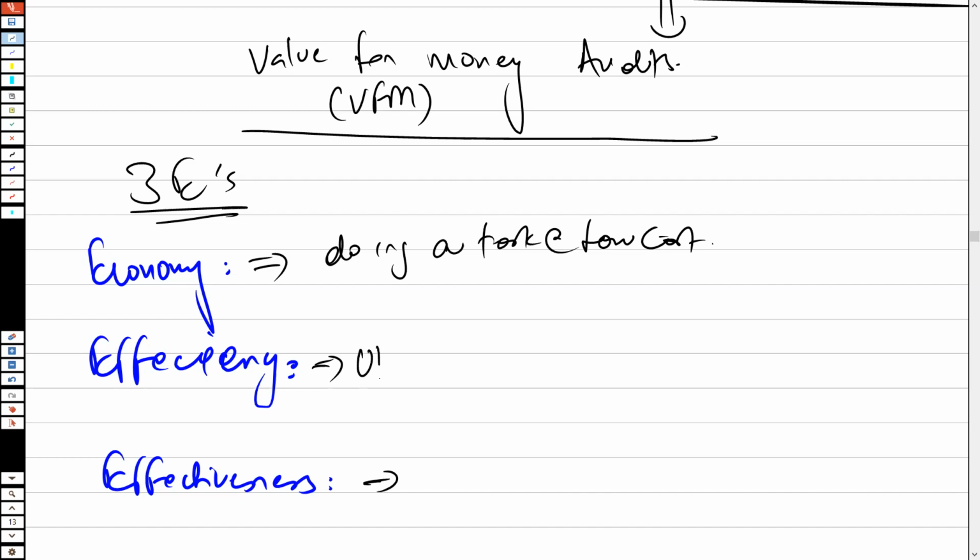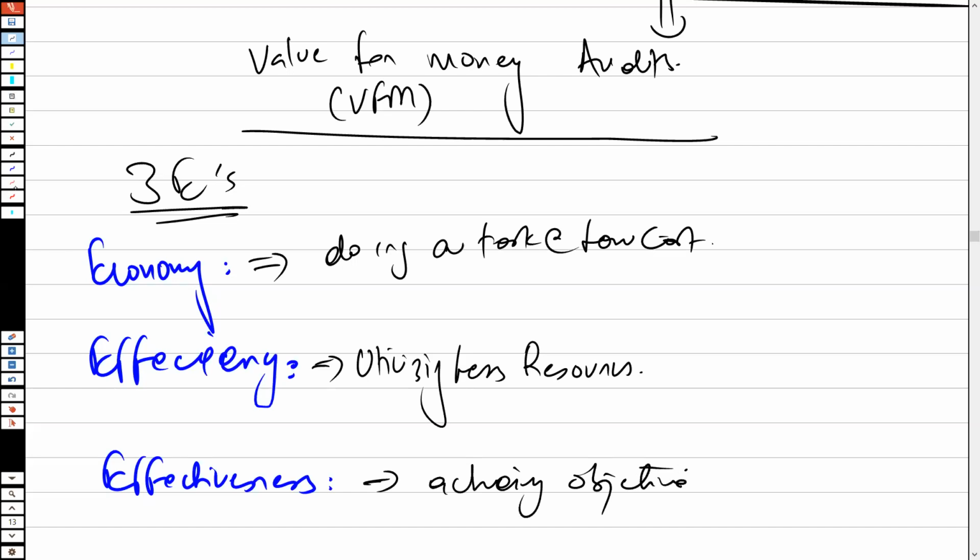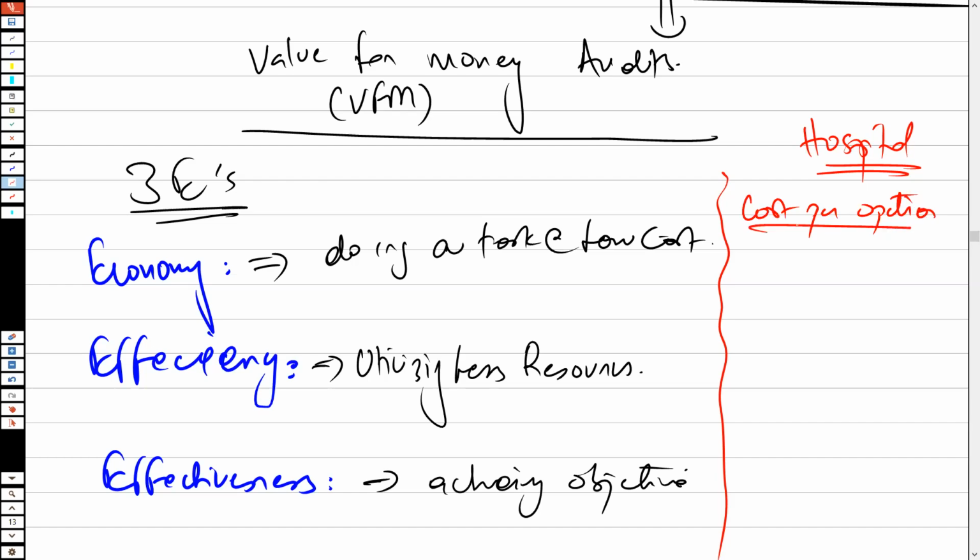Then there is efficiency, which is utilizing fewer resources. And lastly, you've got effectiveness. Effectiveness is achieving the objective. When the objective is being achieved, you would say that effectiveness is being achieved. For example, let's talk about a public hospital doing an operation. The cost per operation is going to tell you whether the hospital is doing the task economically or not.